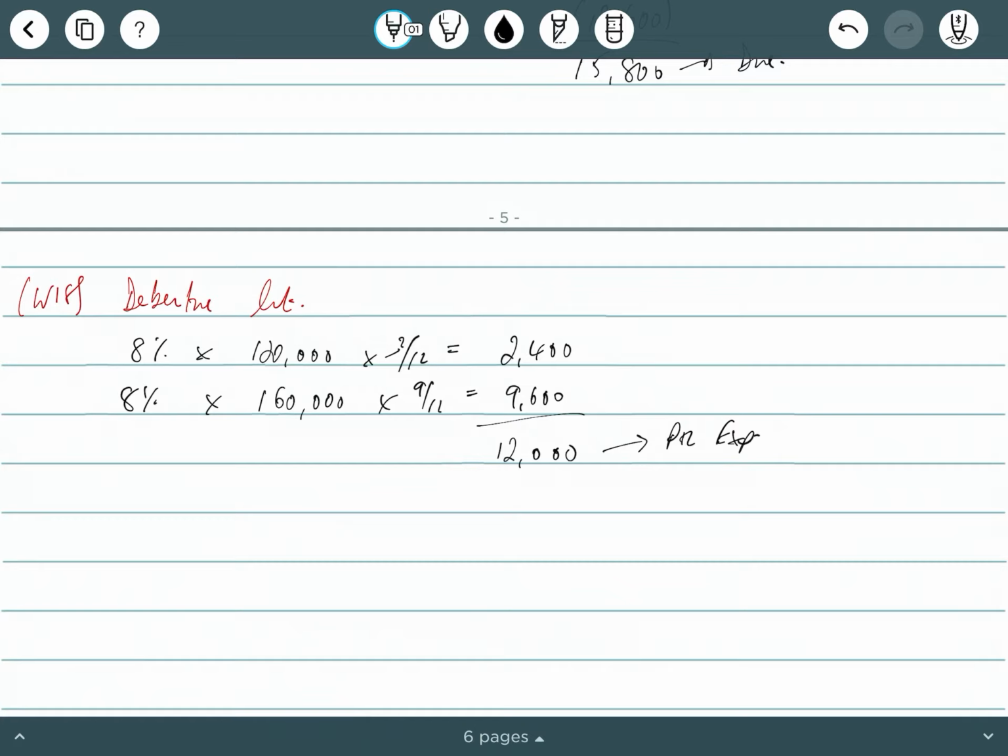We know where that goes. You can see there in the last line of the trial balance, we have paid debenture interest for the first 3 months, which is 2,400, which means that 9,600 is, of course, your current liability.